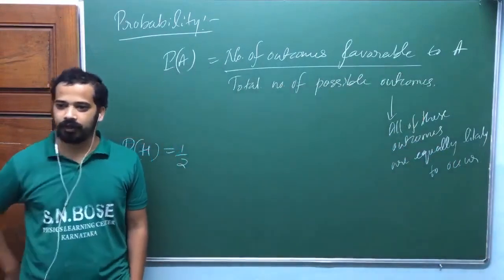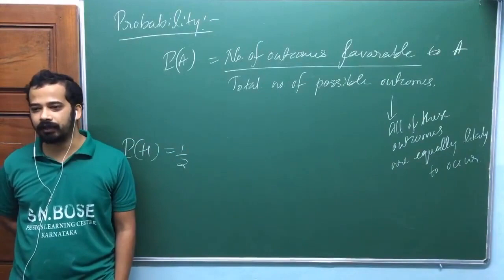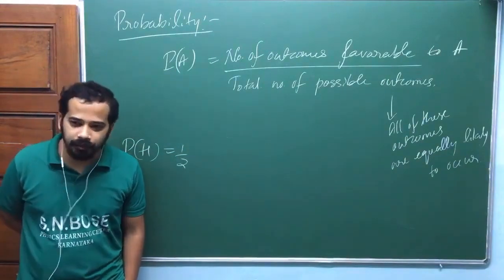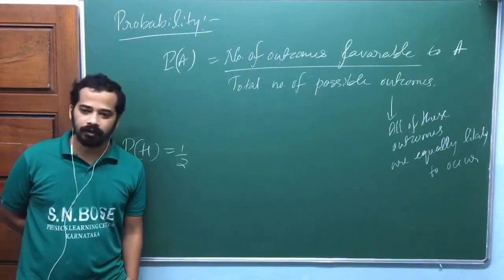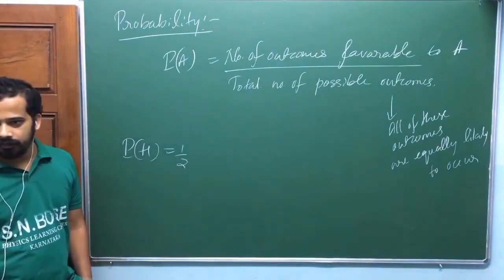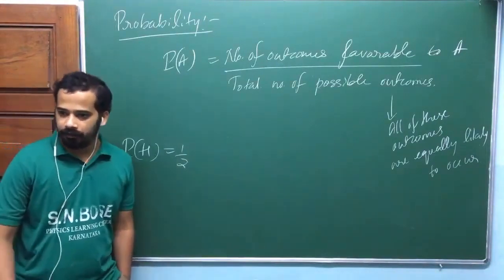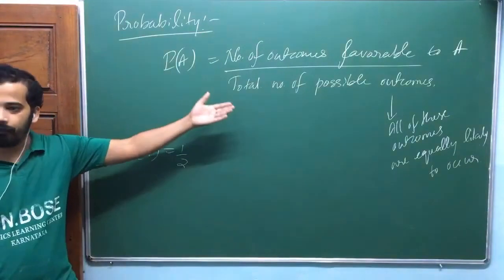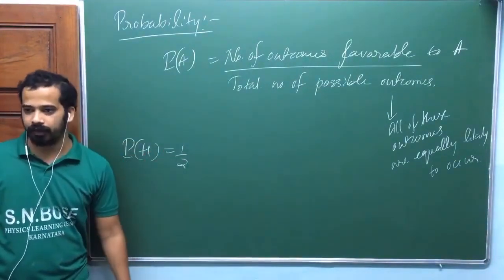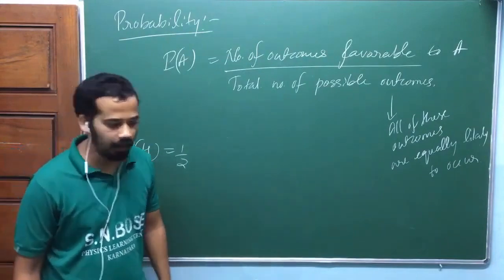Then you have to toss it 100 times. Then you may get 49 head, 51 tail. Then also it may be unequal, isn't it? Are you getting my point? Then you have to toss it 1000 times. When you make the number of trials near to infinity or very large, the ratio of the number of heads to the total number of trials you made will be equal to half.